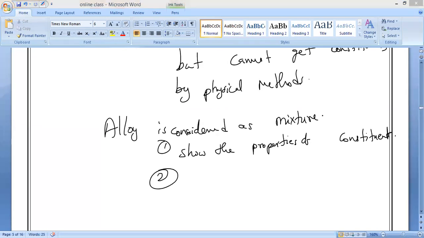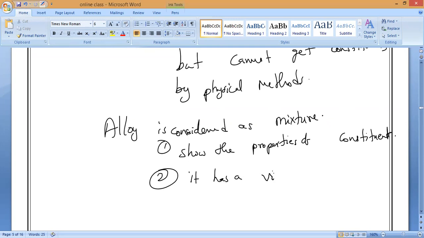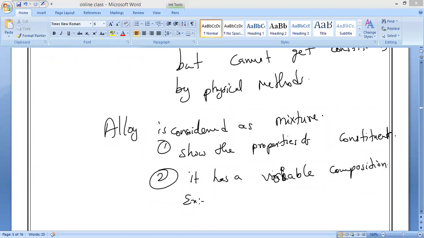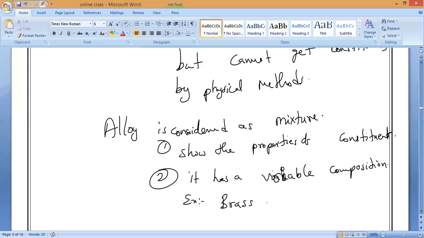Second one: it has a variable composition. Let me give an example for the second point. Now you can take brass. Brass is a composition of what? Brass is a mixture of two metals, zinc and copper. Yes or no?